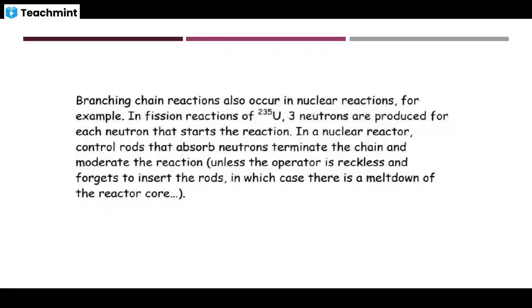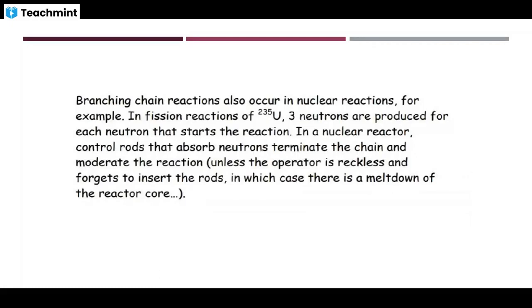Branching chain reactions also occur in nuclear reactions. For example, in the fission reaction of uranium-235, three neutrons are produced for each neutron that starts the reaction. In a nuclear reactor, control rods that absorb the neutrons terminate the chain and moderate the reaction.